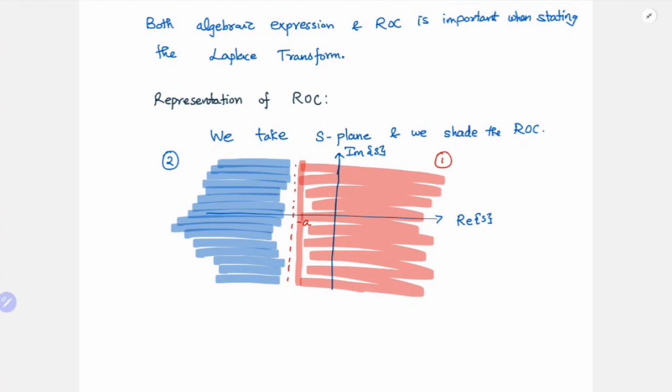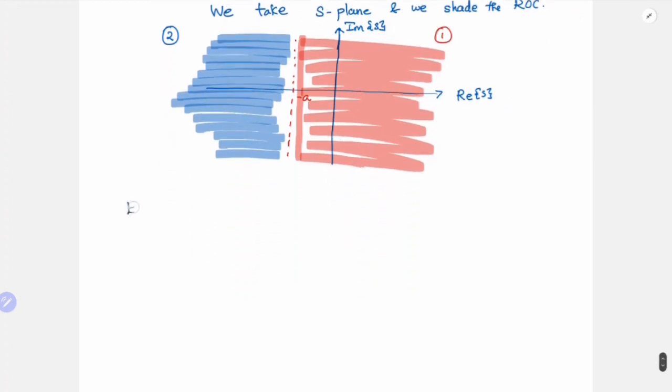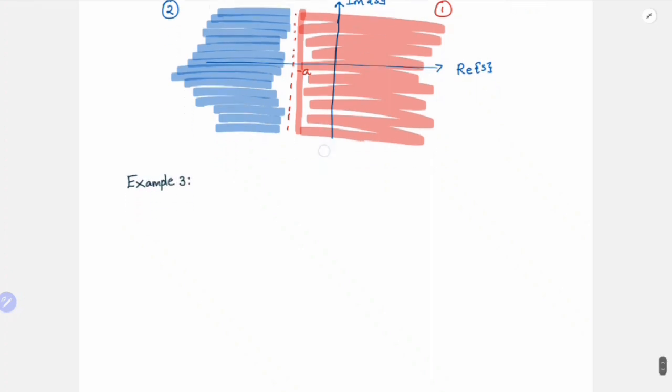So now let us look at another example. Example 3. So here we have x of t is equal to 3 e power minus 2t u of t minus 2 e power minus t u of t. So individually you know what values you will expect for the Fourier transform and the Laplace transform. So let us find them.